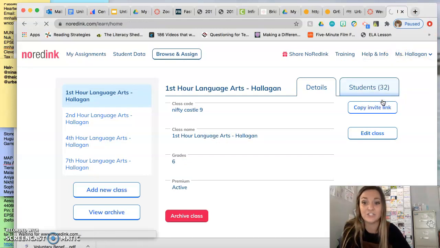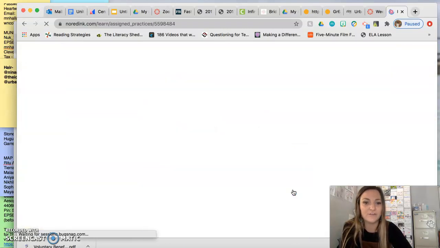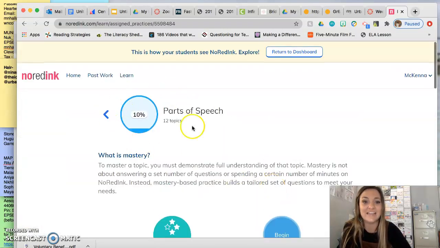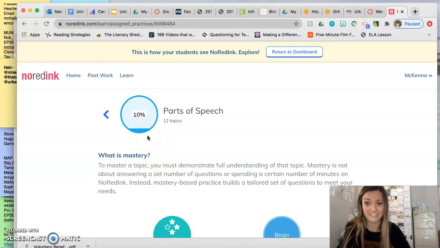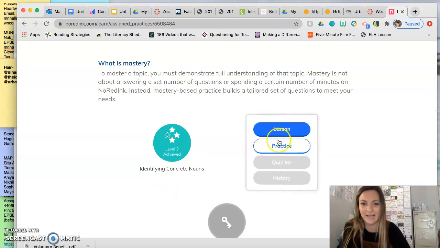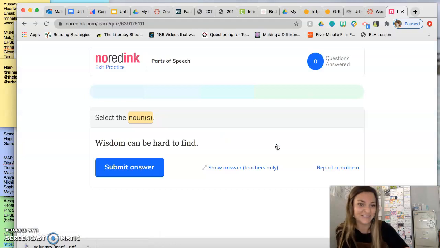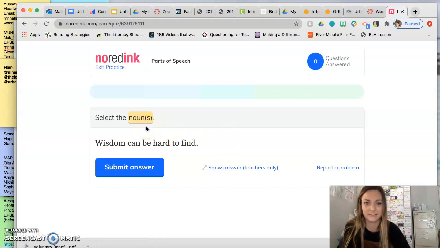So if I look at it as a student view, I should see parts of speech and I press play. So if I press play, it's going to have all these keys, and this is going to tell me how much of my no writing is done. So just from me practicing through videos, I have 10% done. So I click begin, I click practice, if I understand what it is. If I don't understand what it is, I go to lesson. So now I have to select the noun.